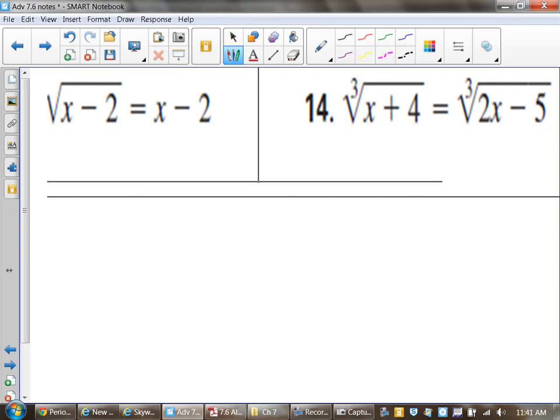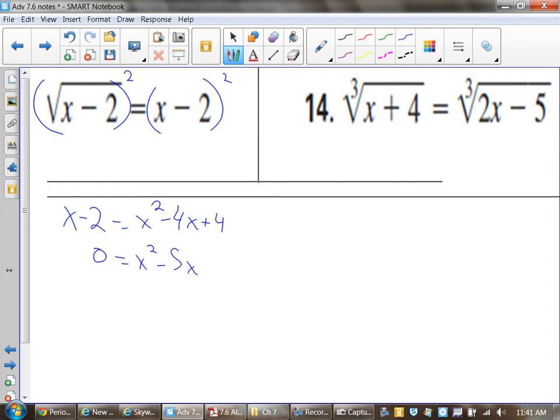Again, as you go through these, don't kill puppies. Square root of junk squared is junk. X minus 2 quantity squared is x squared minus 4x plus 4. Again, set one side equal to 0. 0 is x squared minus 5x plus 6. So you have x minus 2, x minus 3.